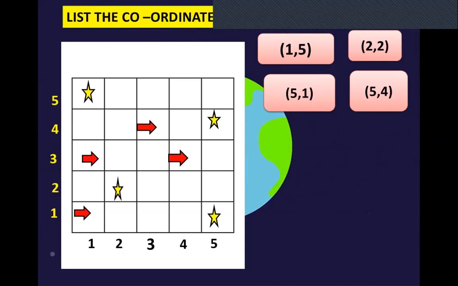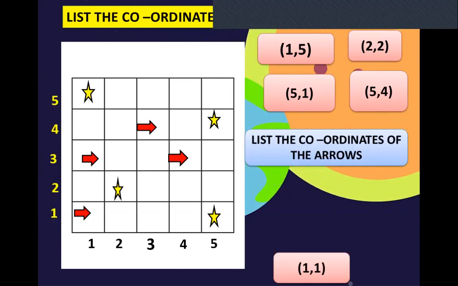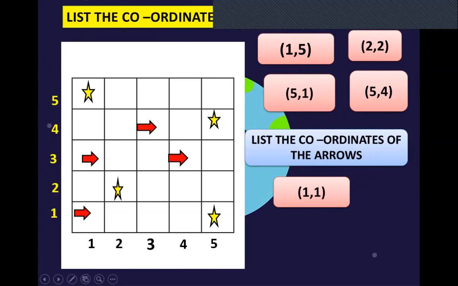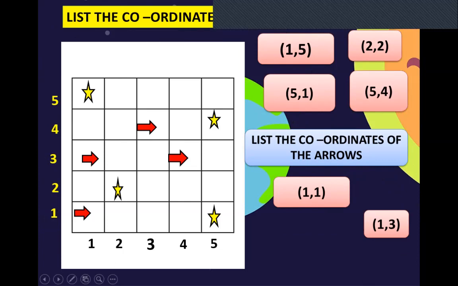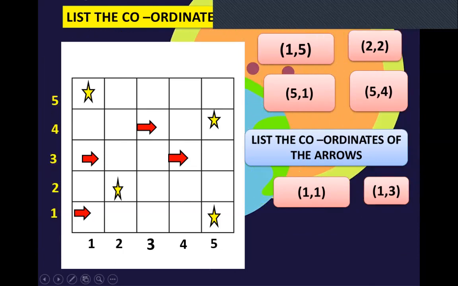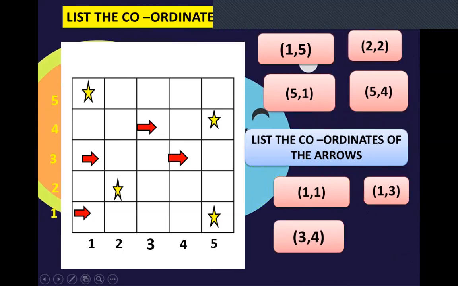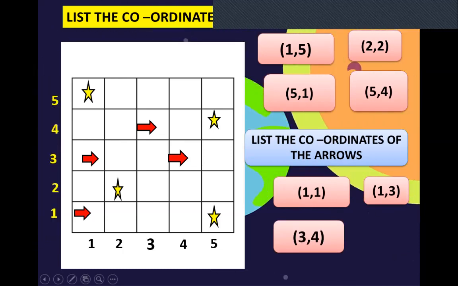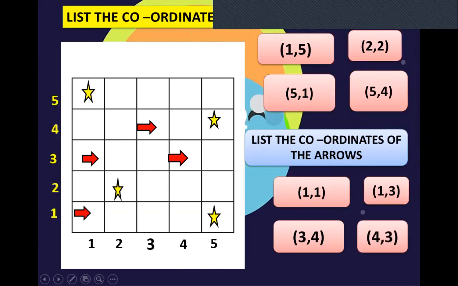Now, list the coordinates of the arrows. First arrow is at 1, 1. Second is positioned at 1, 3. Third at 3, 4. And last at 4, 3.